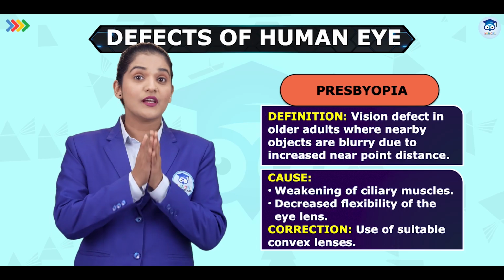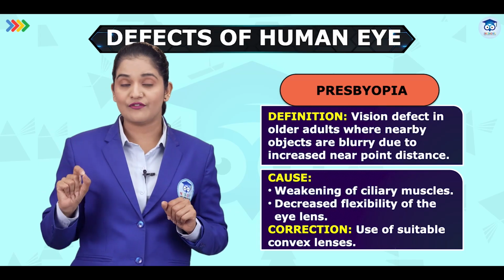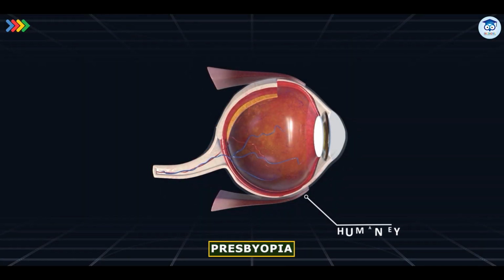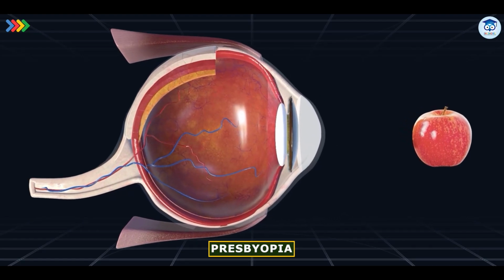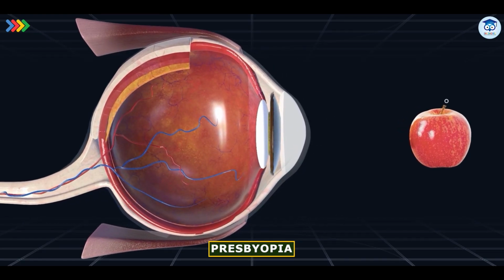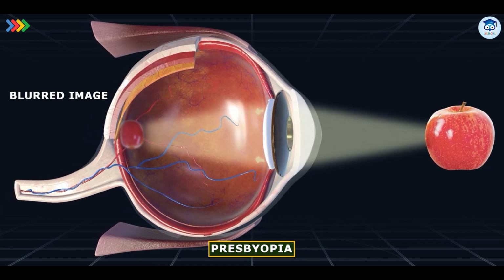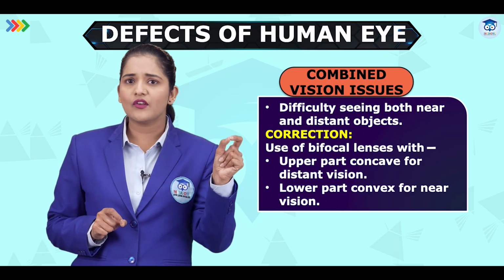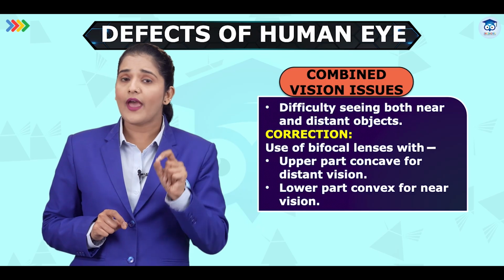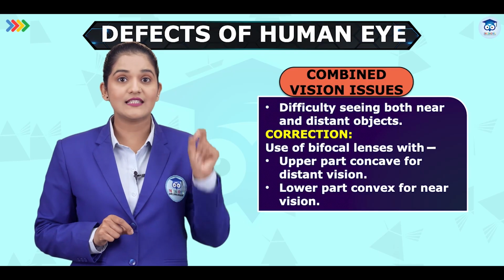Now that we have understood how hypermetropia works, let us move ahead to discuss another vision defect called presbyopia. It is a specific type of farsightedness that occurs as a result of natural aging of the eye. It is caused by the gradual loss of flexibility in the eye's lens, making it difficult to focus on nearby objects.